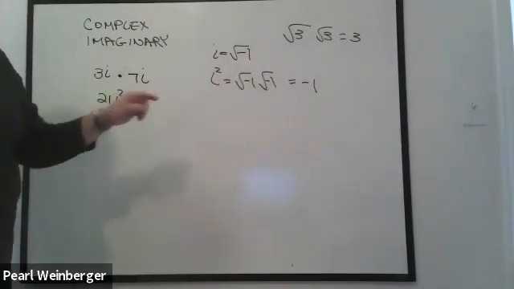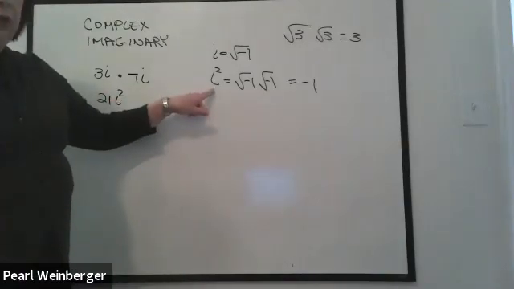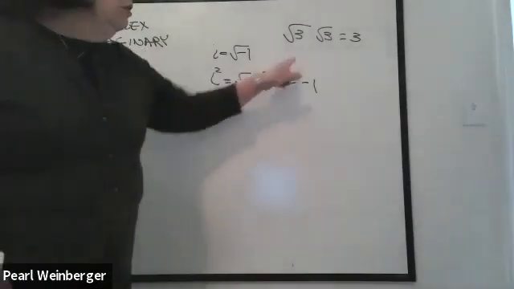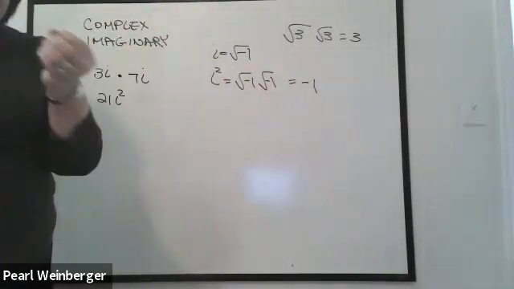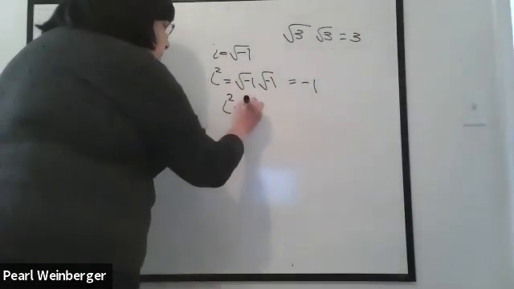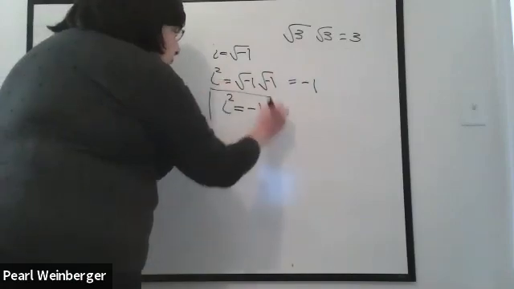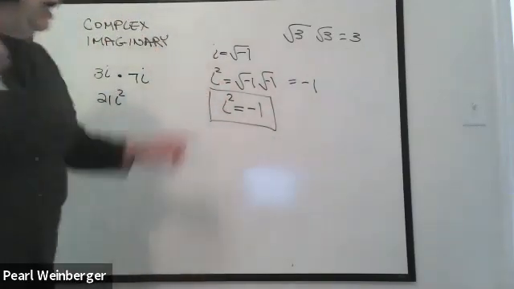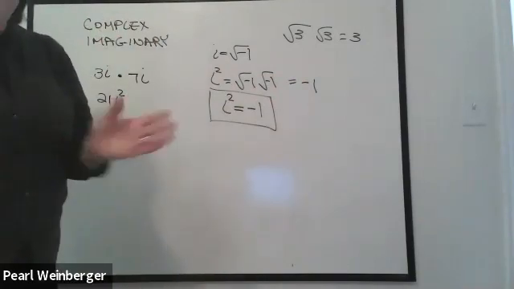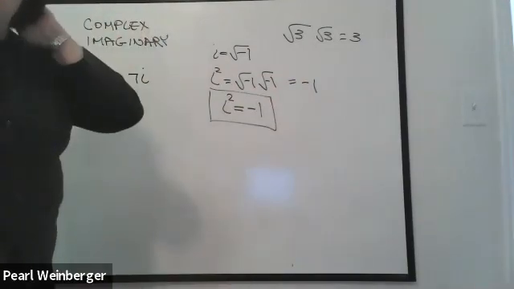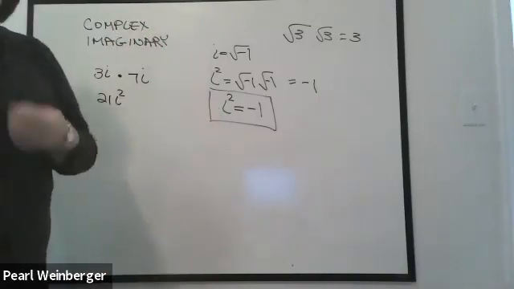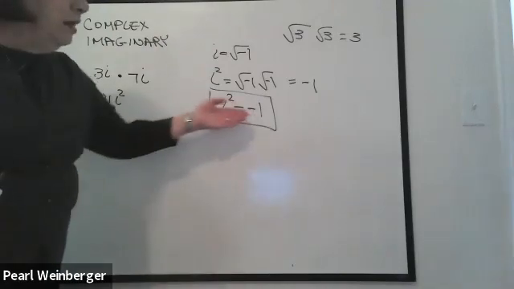So anytime I come across an i squared, my i squared can be replaced with the regular number -1. i squared is a real number. This is the most important thing that you're going to have to remember. i squared equals -1. i is not real. i you have to leave. You don't want to replace i with the square root of -1 because it has a radical in it. But i squared is a real number because it has no radical in it.